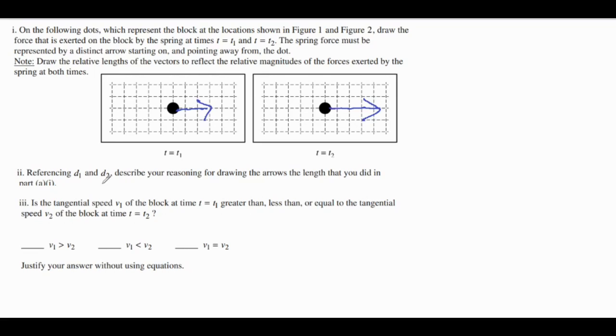Referencing d1 and d2, describe your reasoning for drawing the arrows the length that you did in part A1. So for part 2, I'm going to put my answer on the side over here. I'm thinking of Hooke's law, which is F equals negative kx. The spring force is going to depend on two things: the k value of the spring, which is going to be the same in both cases, and the x value, the amount of stretch or compression from the equilibrium position. So I know intuitively that force should have been more, but I want to break that down. Remember, you want to use your equations often to look at those relationships and make those connections.